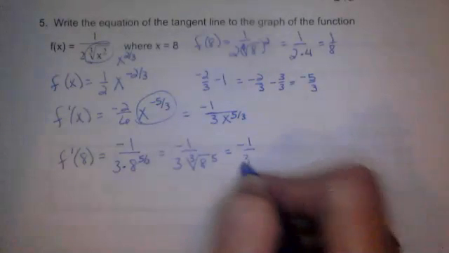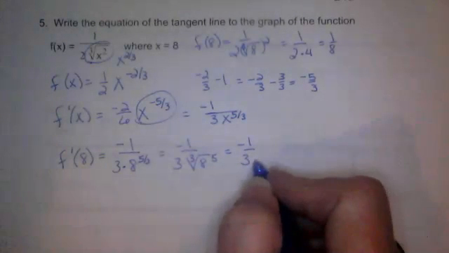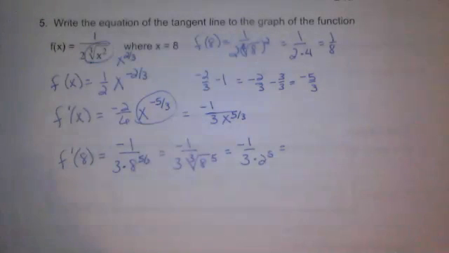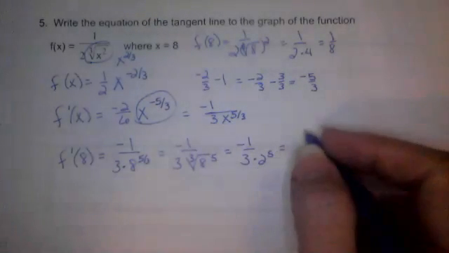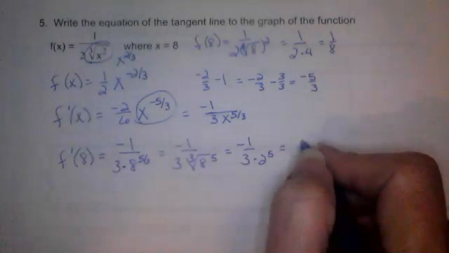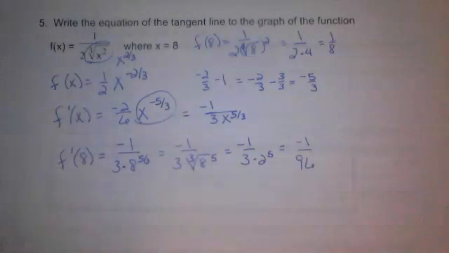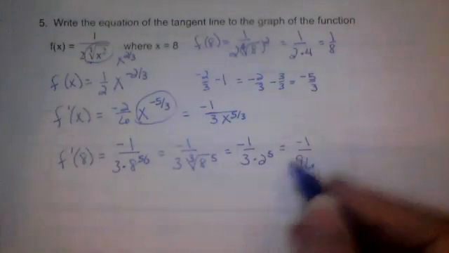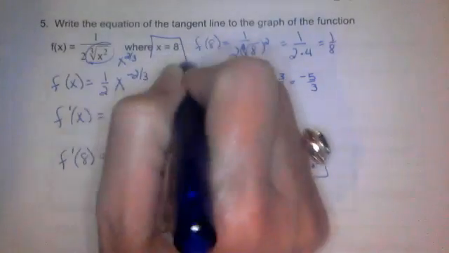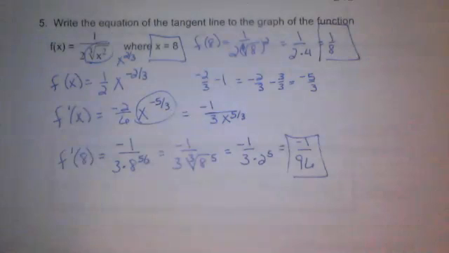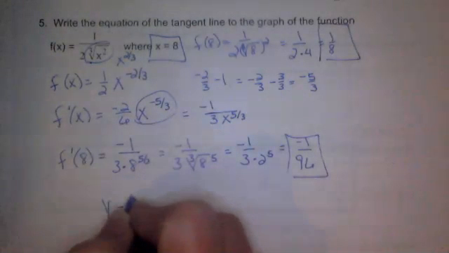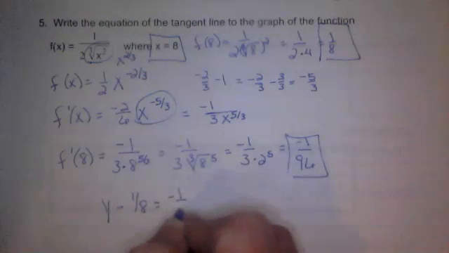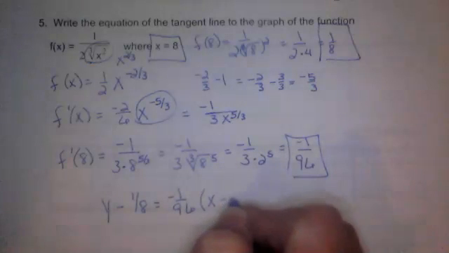So the cube root of 8 again is 2. So we have times 2 to the 5th power, and 2 to the 5th power. Let's see again, what would that be? 32 times 3 is 96. I think I got that right. So negative 1 over 96. There's our slope. Here's our x. Here's our y value. And so we have y minus y equals the slope times x minus x.